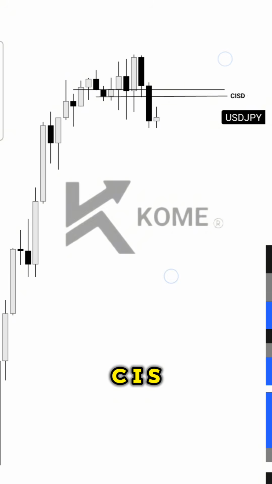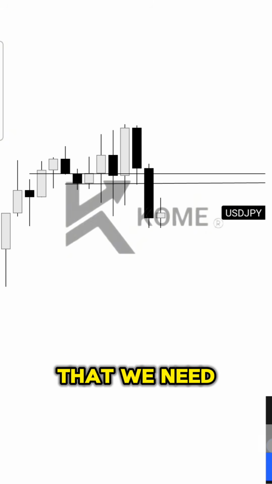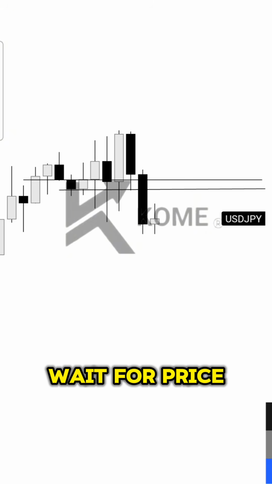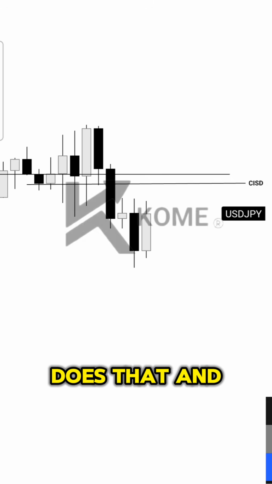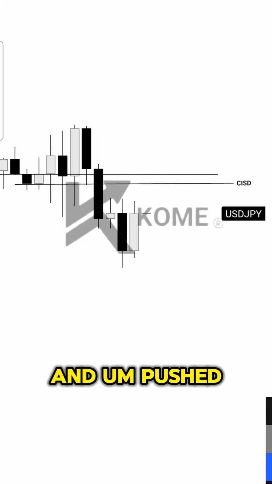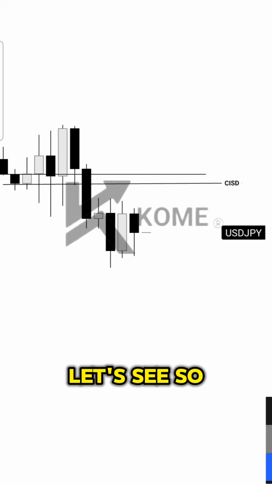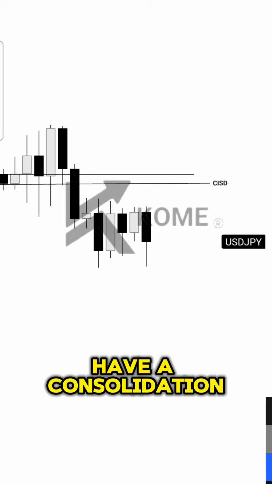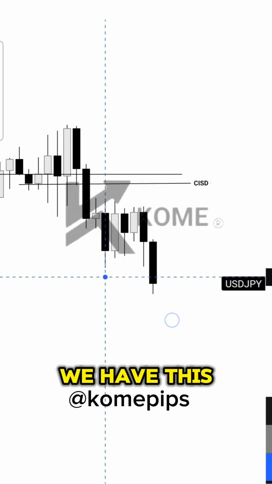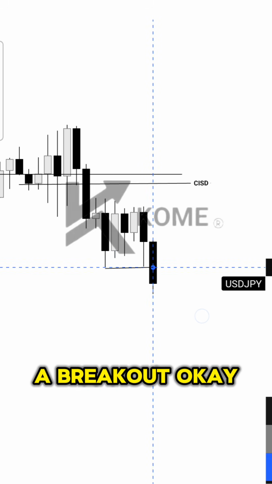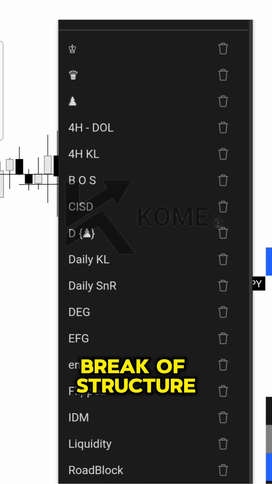Let's call that CISD. After that break, the next thing we need to look out for is to wait for price to retest our zone. All right, so when price does that, price pushed and pushed again. So we kind of have a consolidation market, and price broke out, and immediately price breaks out, we have this as another break. So this is a breakout. Okay, so we can call this a break of structure.